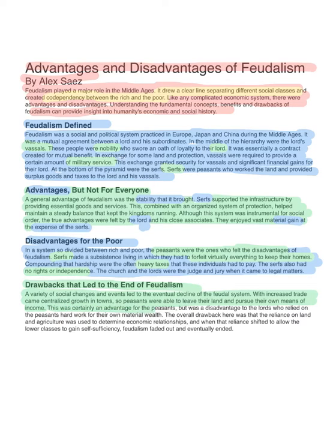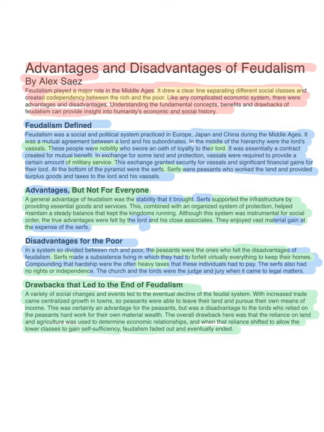This was certainly an advantage for the peasants, but a disadvantage to the lords, who relied on the peasants for hard work and their own material wealth. The overall drawback here was that the reliance on the land and agriculture was used to determine the economic relationships, and when the reliance shifted to allow the lower classes to gain self-sufficiency, feudalism faded out and it eventually ended.